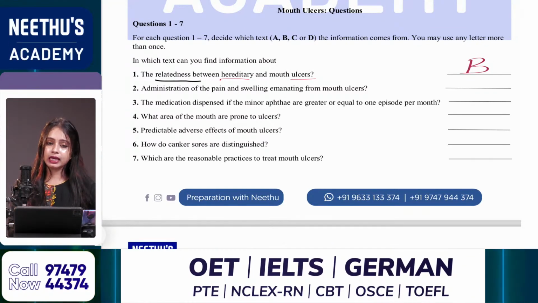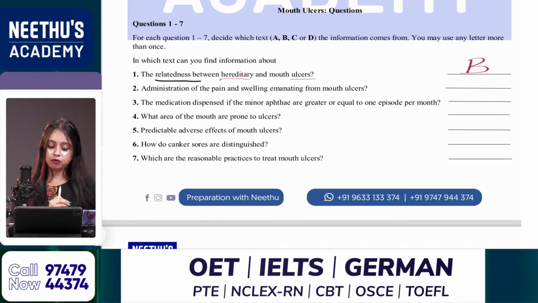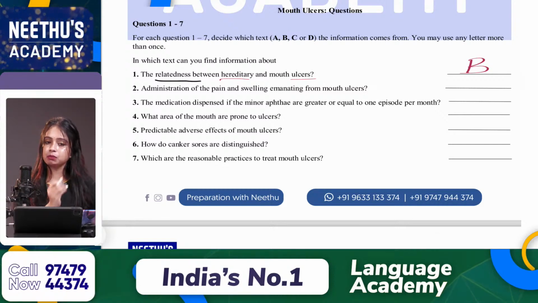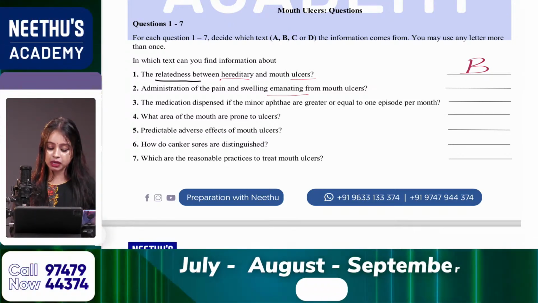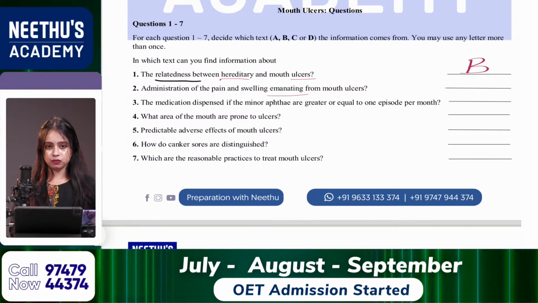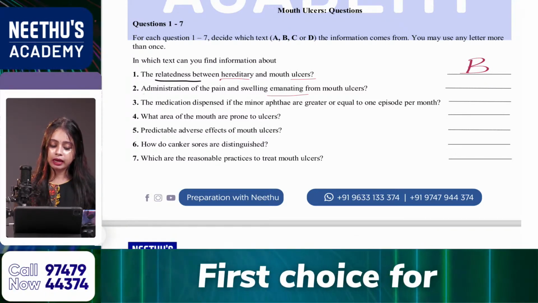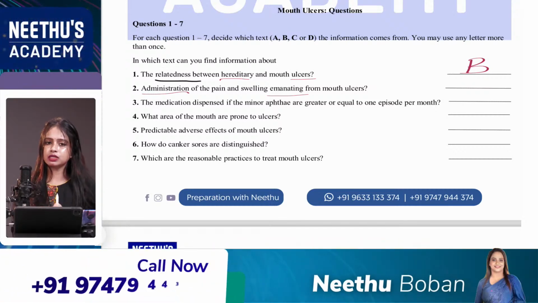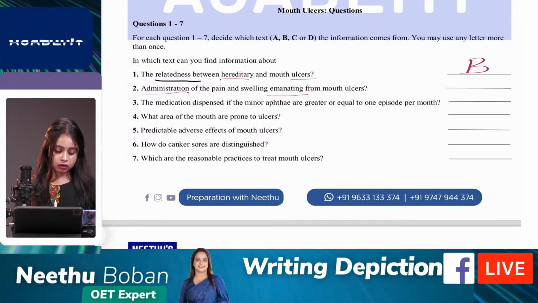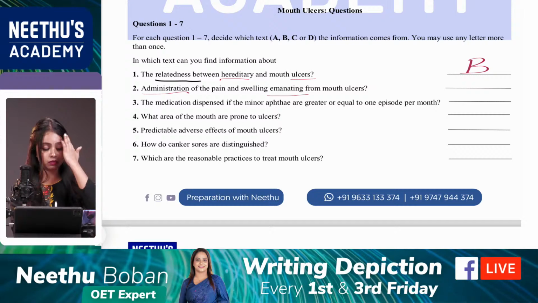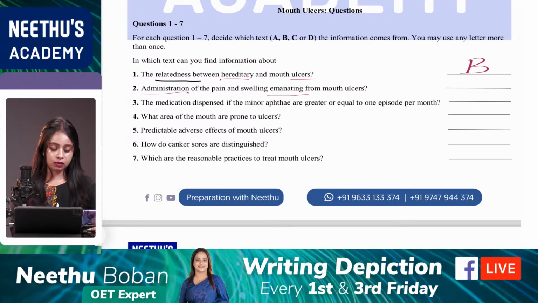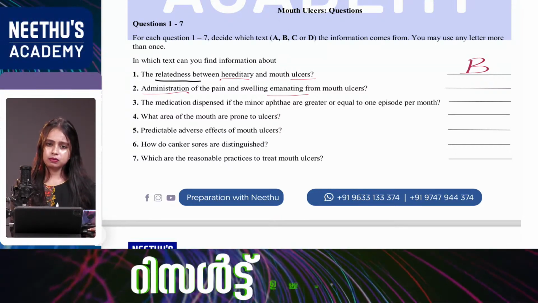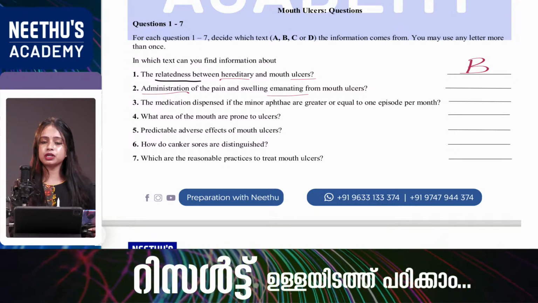And the second question: administration of the pain and swelling emanating from mouth ulcer. Emanating is a new word for you, so you can mark its meaning, which is resulting, outcome. My keywords are administration, emanating. Let me know in the comments what your keywords are and what your answer is. It is D, right? Any other answers? What are your keywords and what is the correct answer?